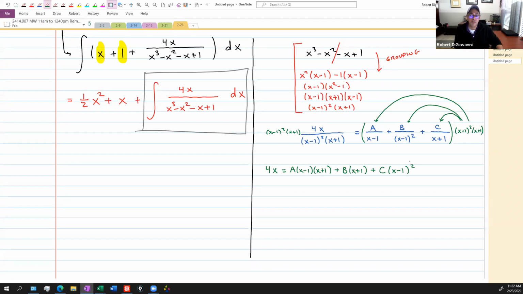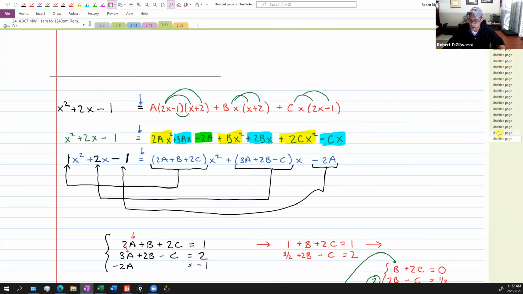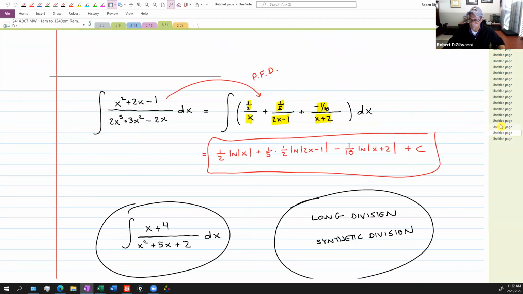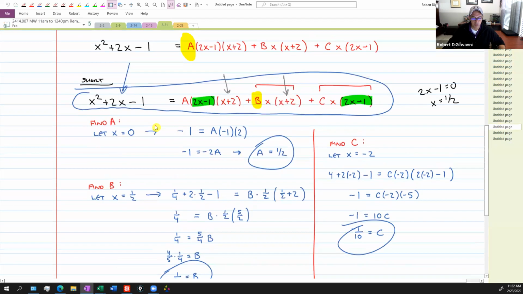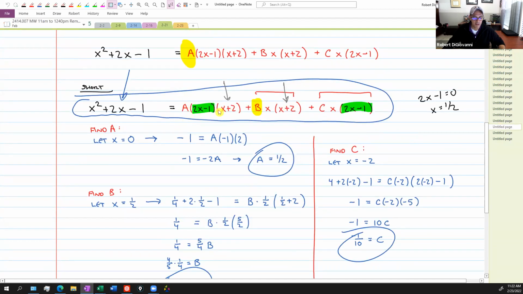Now, I showed you last time that when you're trying to find what A, B, C, whatever you're looking for, there's a short way and a long way. Let me go back here. This was the short way, where we said, let's try and get A, so we killed off the B and the C terms. And then to get B, we killed off the A and the C terms. And then to get C, we killed off the A and the B terms. That was the short way.